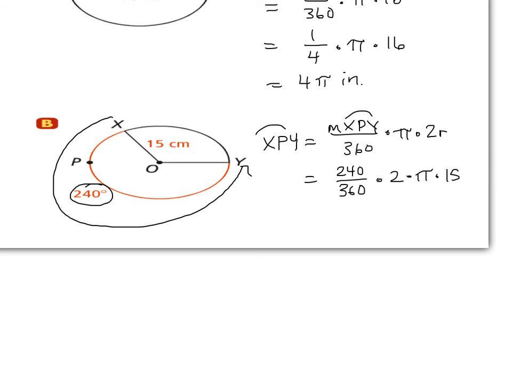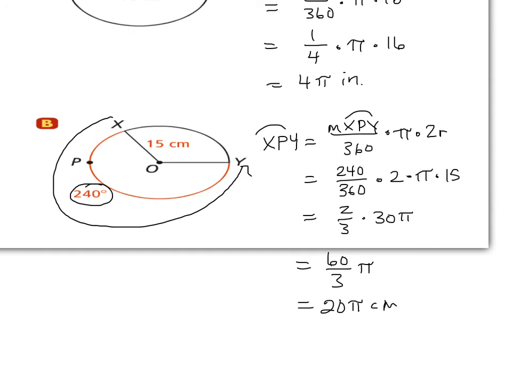Well, when I divide 240 by 360, I end up with 2/3. If you leave that as 0.67, that will be okay. You may have a slightly different number than what I have. And we're going to take that, 15 times 2 is 30 pi. Then 30 times 2 is 60, and 60 divided by 3 is 20 pi, and our units are centimeters.